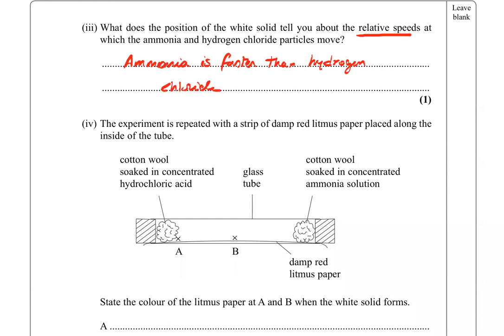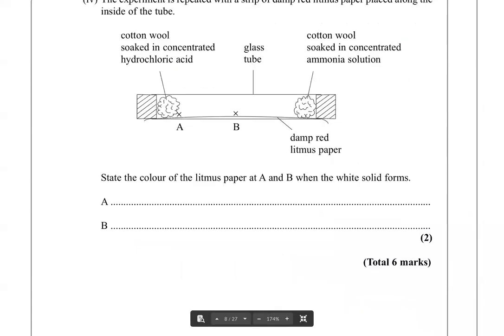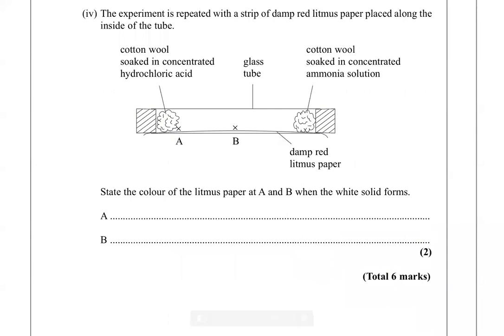وده لأن الأمونيا طبعا عندها lower relative molecular mass. Question IV. This experiment is repeated with a strip of damp red litmus paper placed along the inside of the tube. اللي هي الورقة دي. اللي هي دي. Damp red litmus paper.